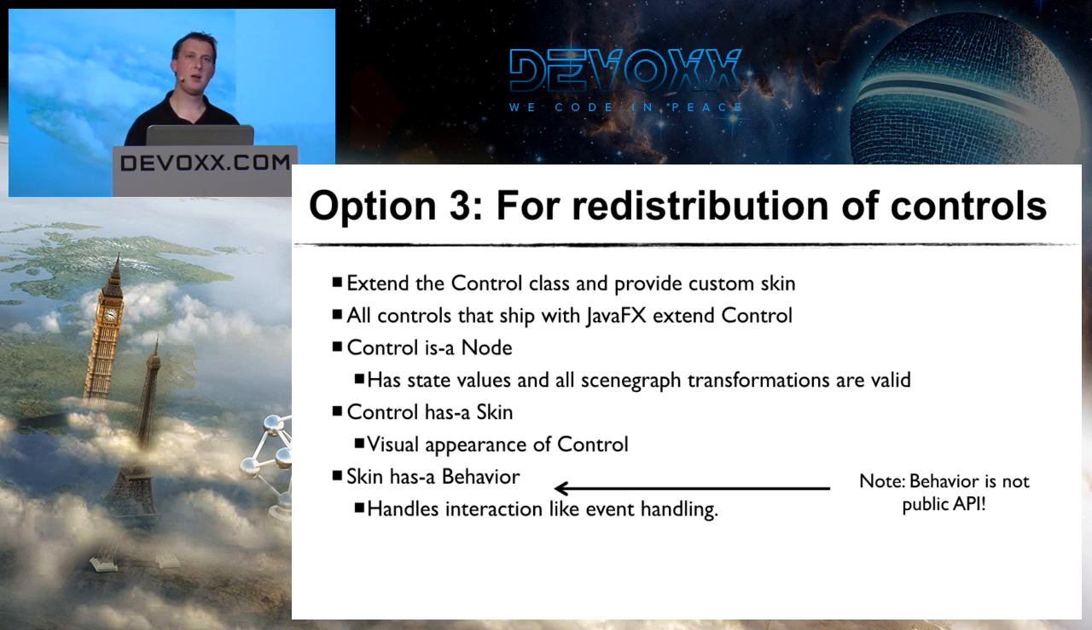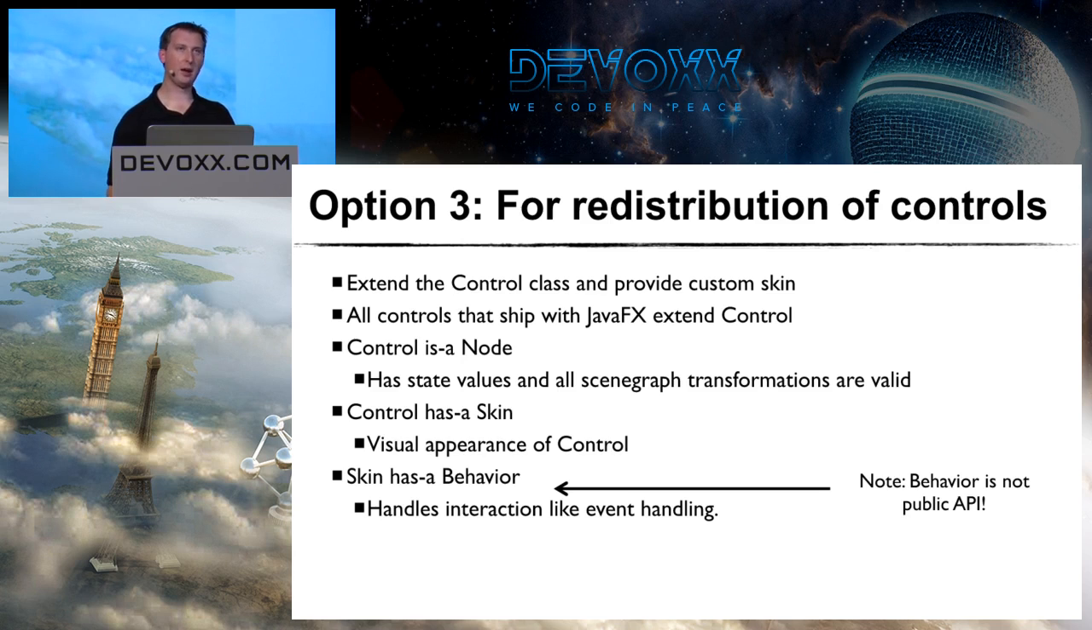So this approach basically makes use of the API that we provide: the Control class, the Skin class, and the Behavior class. And so there's this separation, and I've got a slide about that shortly, but Control is a Node. In fact, in JavaFX 8, which I'll talk about shortly, Control is a Region. And Control is where you have all your APIs, so it's the only accessible part of your control. And Control has a Skin. So Skin is responsible for laying out the control nodes. And Skin has a Behavior. So the Behavior is responsible for dealing with the user interaction.